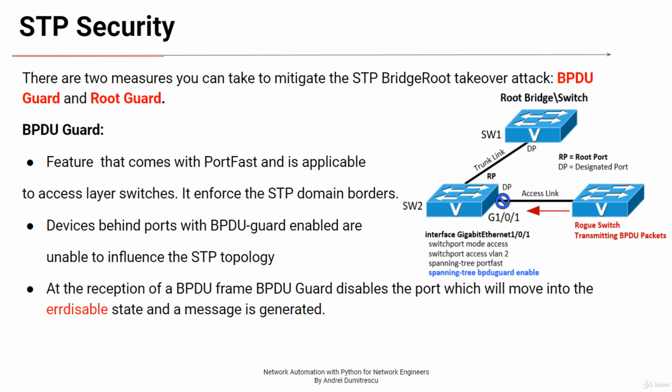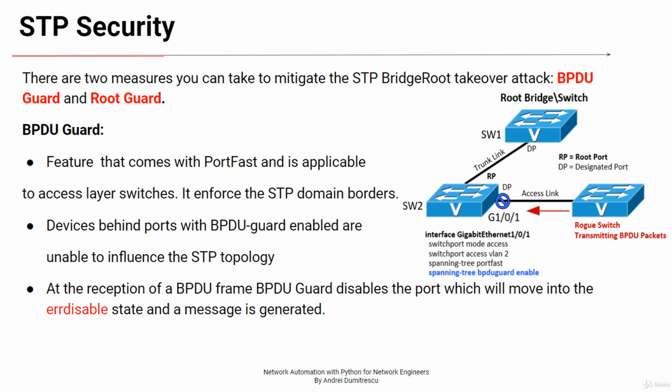BPDU Guard is a feature that comes with PortFast and is applicable to access layer switches. This feature allows network designers to enforce the STP domain borders. Devices behind ports with BPDU Guard enabled are unable to influence the STP topology, and this is the case when a host is running Yersinia and wants to take over the root. At the reception of a BPDU frame, so a frame that carries STP messages, BPDU Guard disables the port, which will move into error disable state, and a message is generated.